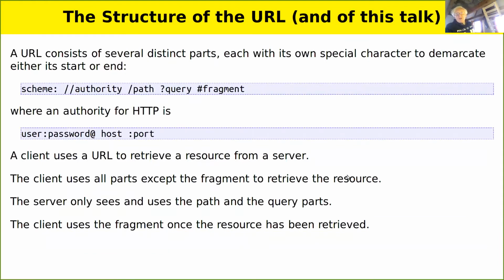So the structure of the URL, and as it happens in this talk, is that there are several parts, each with its own special characters, demarcate either its start or end. So it starts with the scheme, it's followed by an authority, then a path, then a query, and finally a fragment. And an authority consists of a user, a password, a host, and a port.